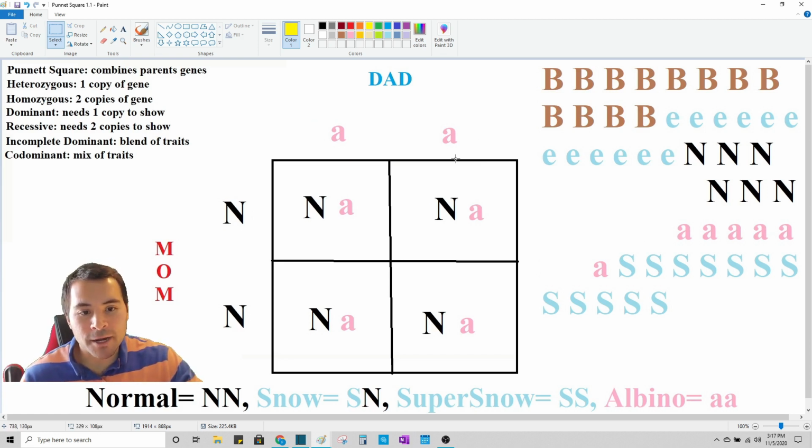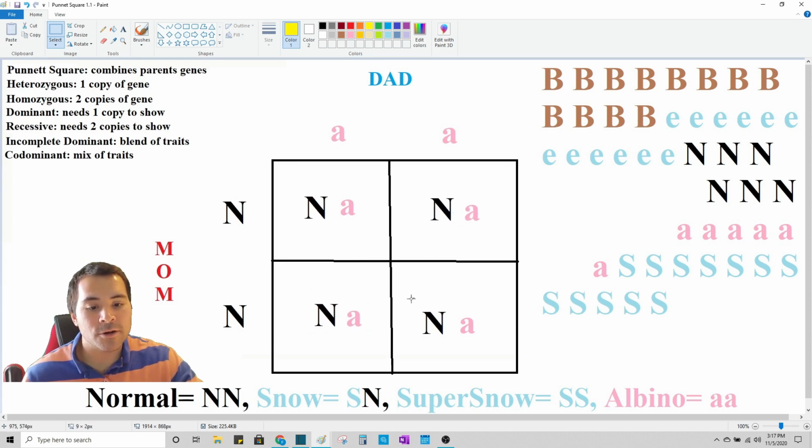Here we have an albino dad showing the albinism gene because he has 2 copies of it. And here we have a normal mom not carrying the albino gene, not showing the albino gene, completely normal. But their babies are not going to be completely normal. All 4 of their babies are going to be carriers of the albino gene.